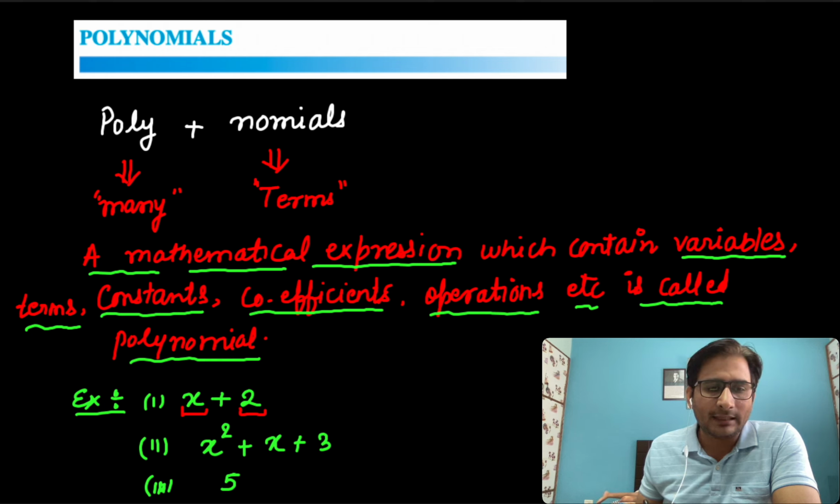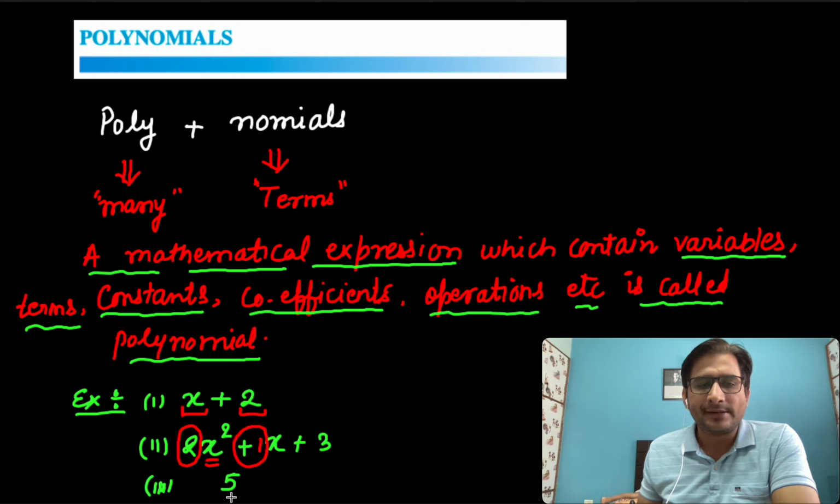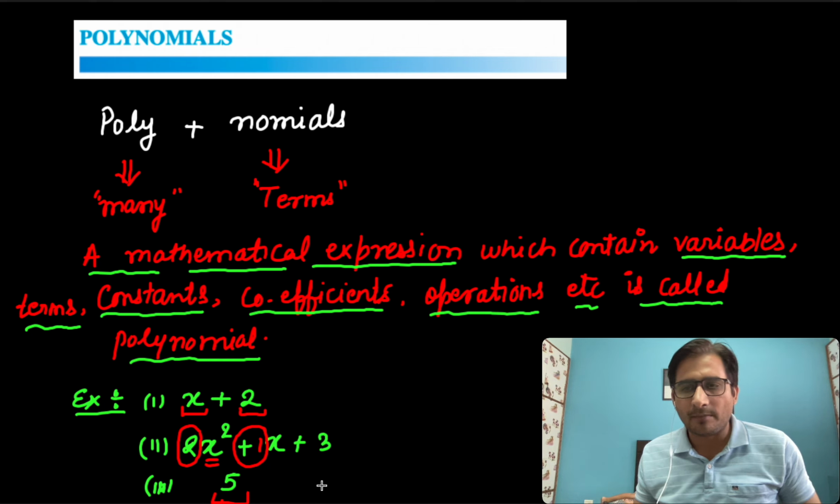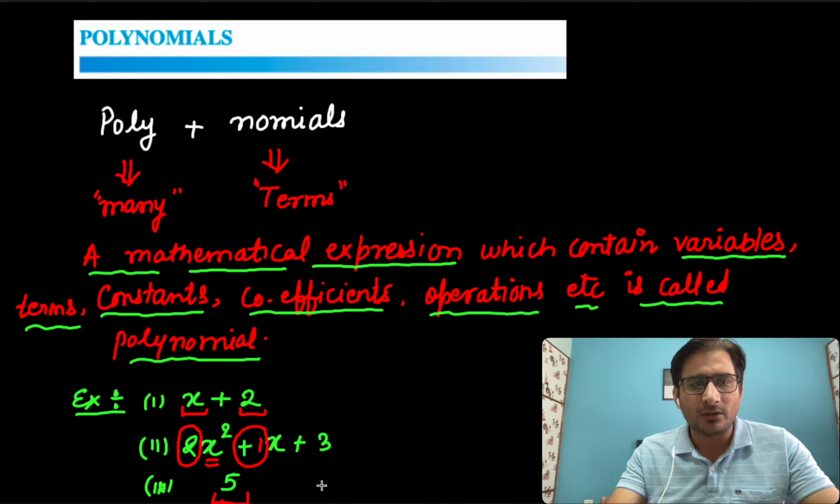And if I write like this, here it is like this. So what is the coefficient of x square here? The coefficient is the constant value attached with the variable. So 2 is the coefficient. What is the coefficient of x here? 1. It's 1, right? How many terms does the third example have? Only 1 term, right? I hope the definition of the polynomial is clear to you.